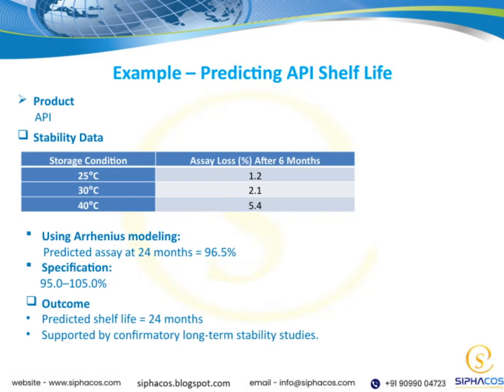Let's look at how Arrhenius modeling helps us predict shelf life. Here, the predicted assay after 24 months is 96.5%, comfortably within the specified range of 95 to 105%. This means the product is expected to remain stable for 2 years.